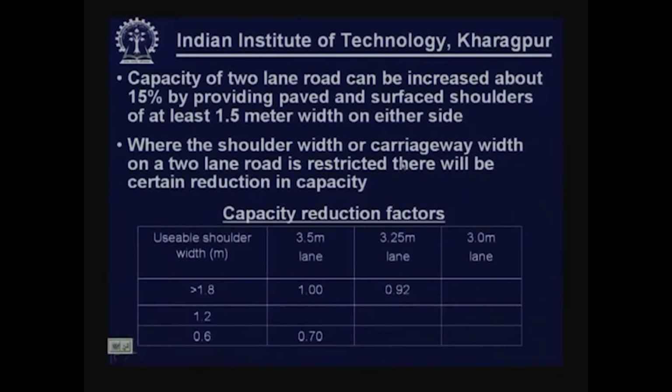Where the shoulder width or carriageway width on a two-lane road is restricted, there will be a certain reduction in capacity. So, IRC guidelines also give some tables to calculate the factors, like what is the usable shoulder and what is the lane width. Accordingly, these factors may be taken from the table given in the IRC code, and accordingly this much reduction may be made in the capacity.